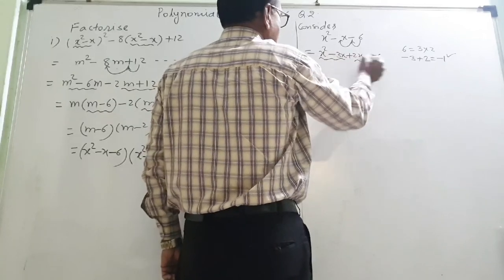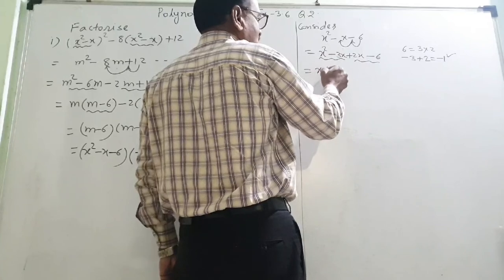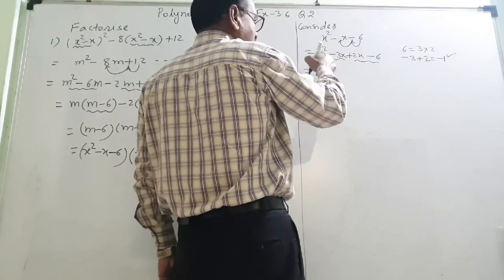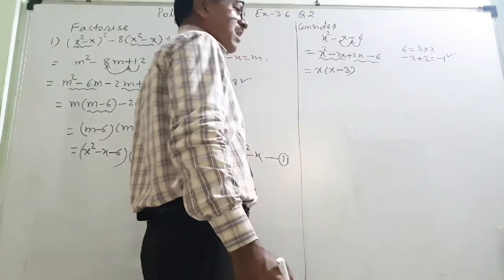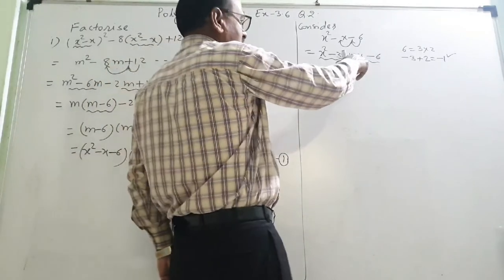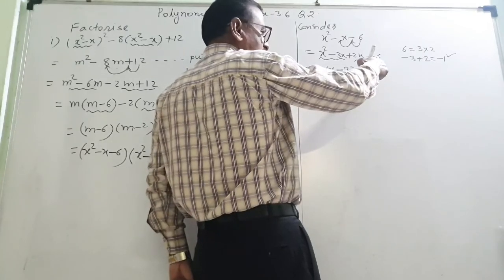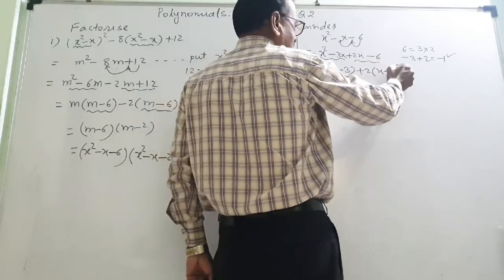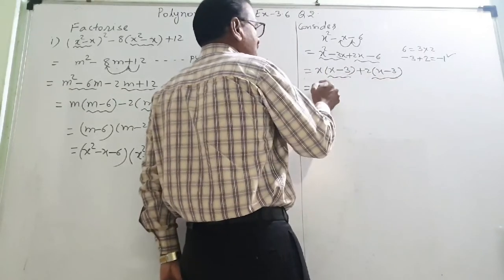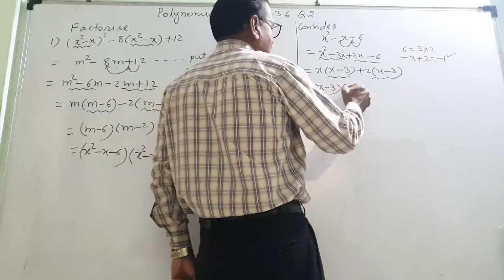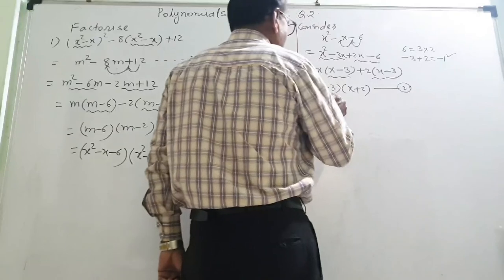Make the two groups. This is x into x, this is 3 into x. So x is common in this and this. So here x remains, minus here x is taken, 3 remains. Now what is there? This is plus 2x. This is 3 into 2. 2 is taken, so minus 3 will remain. Now this bracket is common, so x minus 3 into another bracket x plus 2. This is number 2.